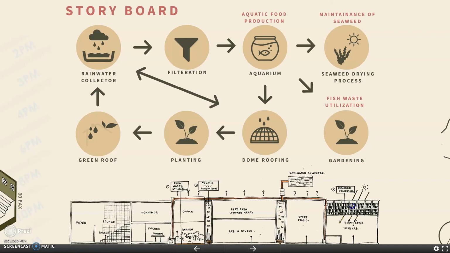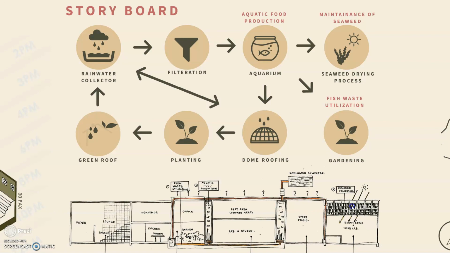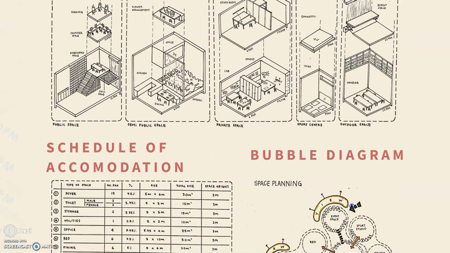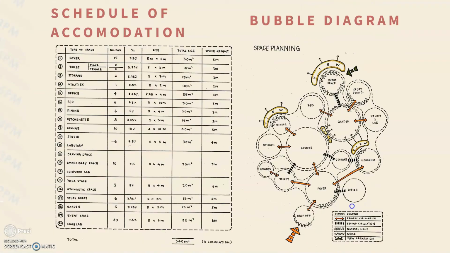In terms of serving the public, the fish, seaweeds, and planting are able to serve as dining for the public, food nutrition for humans, and lab experiments for the food science students. I have developed some spatial concepts for each space to study the application of the cycle in the building and make use of the water motion. This is a schedule of the accommodation and the bubble diagram for the project.